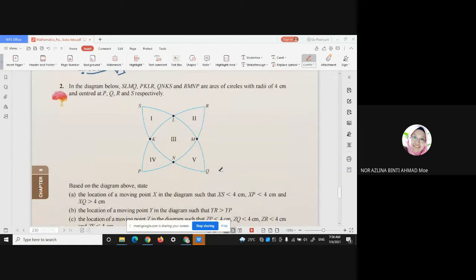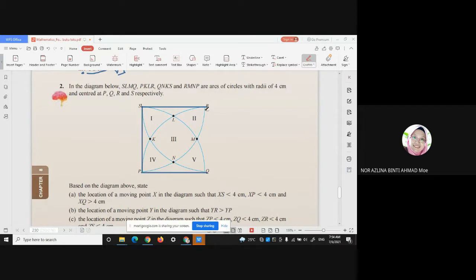In the diagram below, SLMQ, PKLR, QNKS and RMNP are arcs of circles with radii 4 cm at centres P, Q, R and S respectively. Let's say I draw the line that joins points P, Q, R and S. This is horizontal, this is vertical.